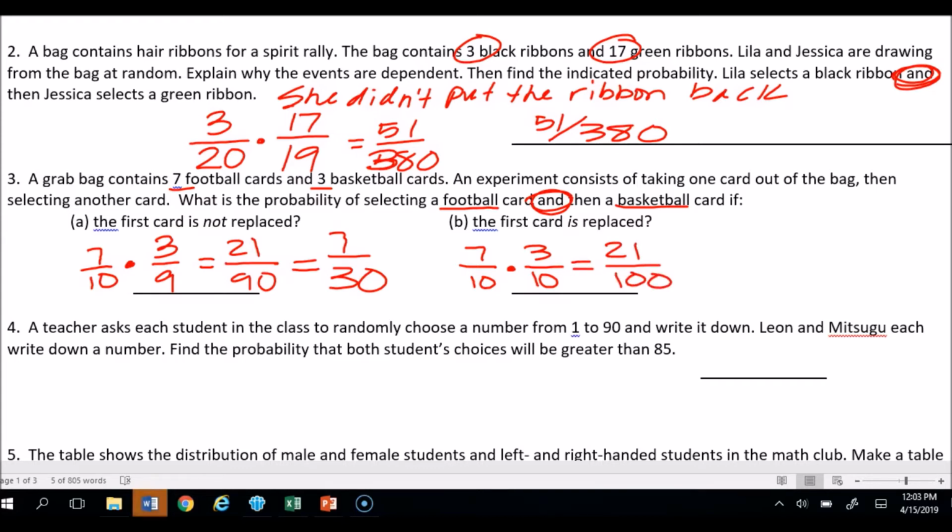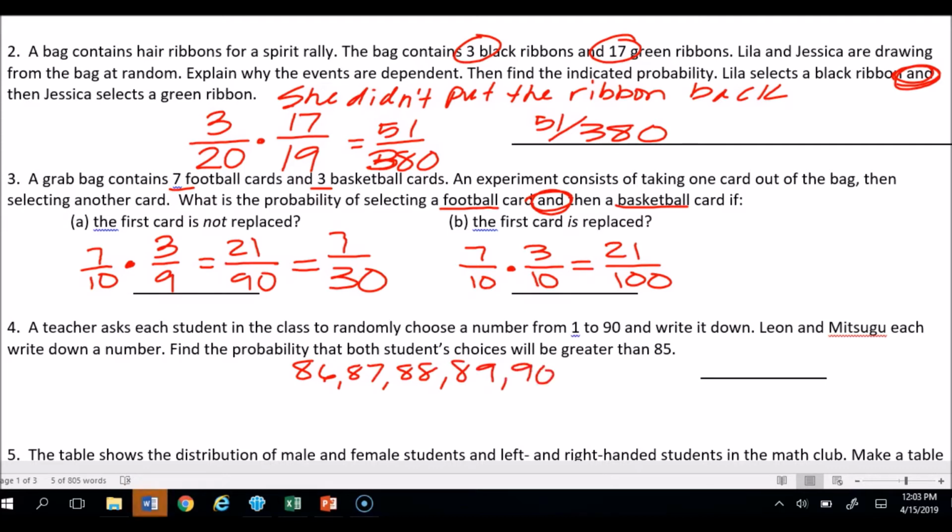Number 4 says a teacher asks each student in the class to randomly choose a number from 1 to 90. Write it down. Leon and Mitsugu each write down a number. Find the probability that both students' choices will be greater than 85. Now it doesn't include 85, so it's greater than 85. So we're talking about the numbers 86, 87, 88, 89, and 90.